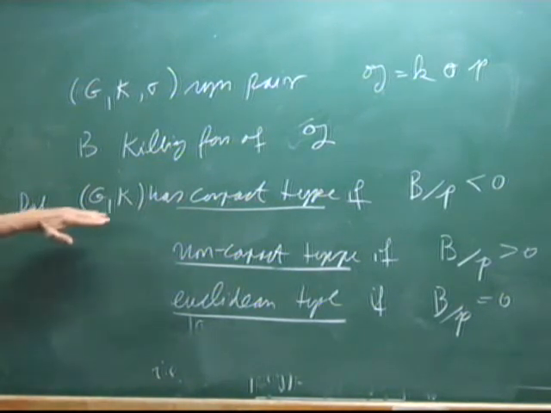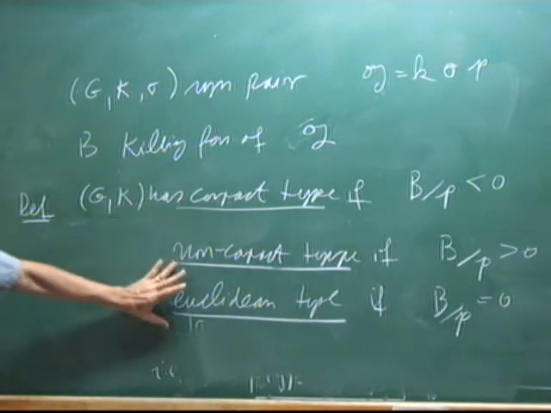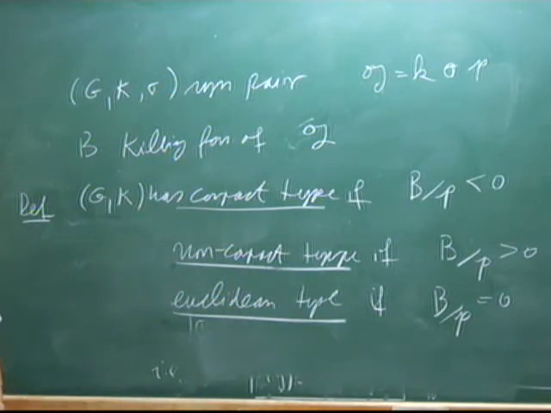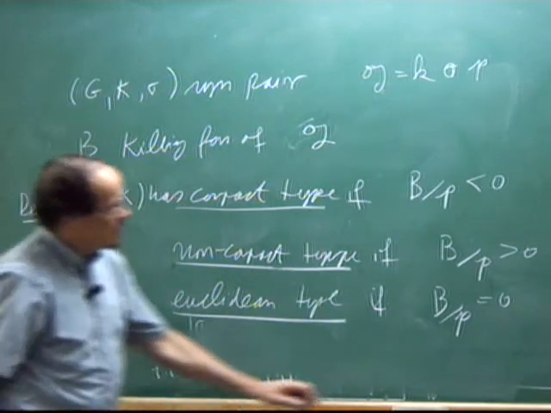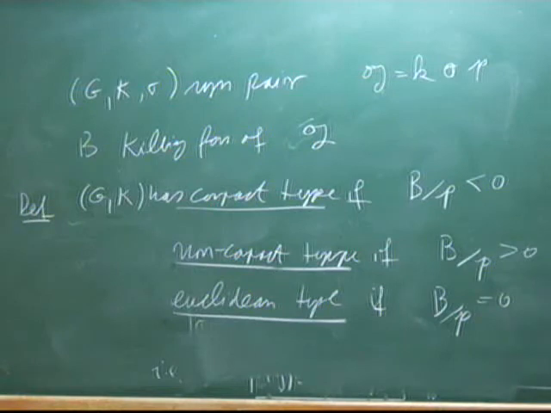Now, in this generality, a symmetric space doesn't have to have any one type. It could be some kind of mixture. But if it's irreducible, then it has one of those types. So let me now write down a couple of properties of these types. This is really important. This distinction is crucial in understanding symmetric spaces.